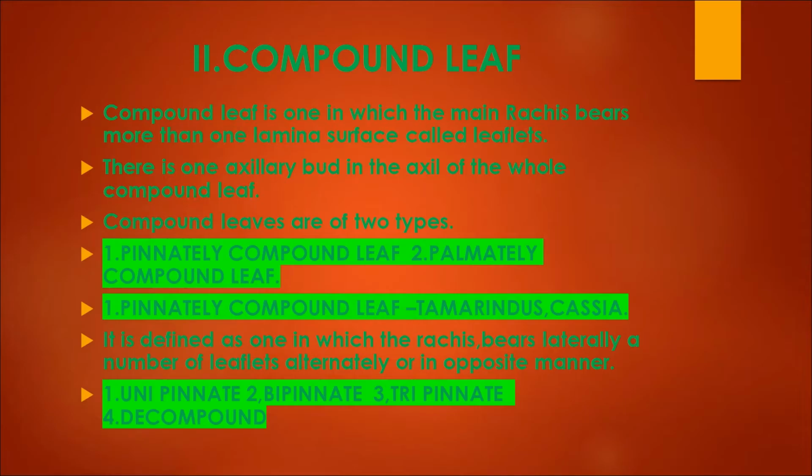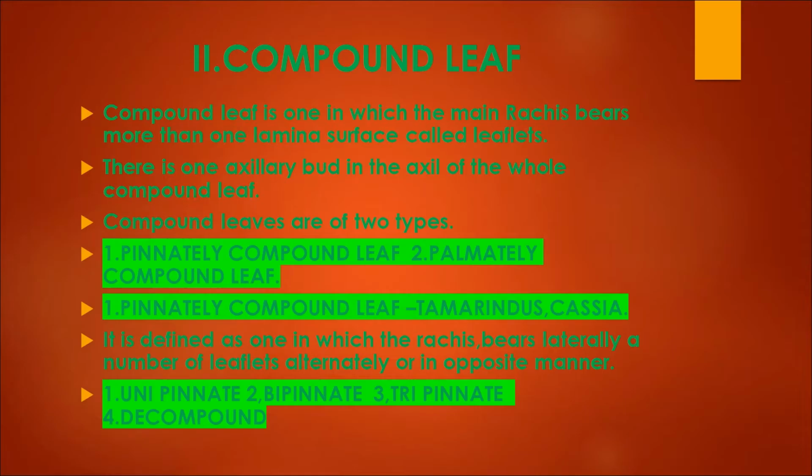Secondly, compound leaf. Compound leaf is the one in which the main rachis bears more than one lamina surface, which are called leaflets, and there is one axillary bud at the axil of the whole compound leaf. Then it is called a compound leaf. The compound leaves again are of 2 types. First one is pinnately compound leaf, second one palmately compound leaf.